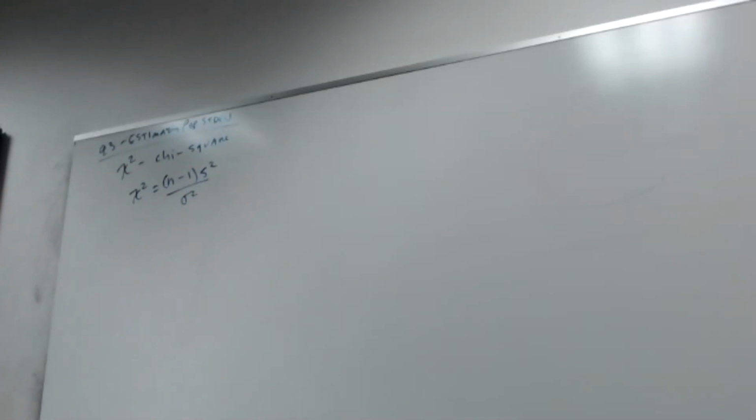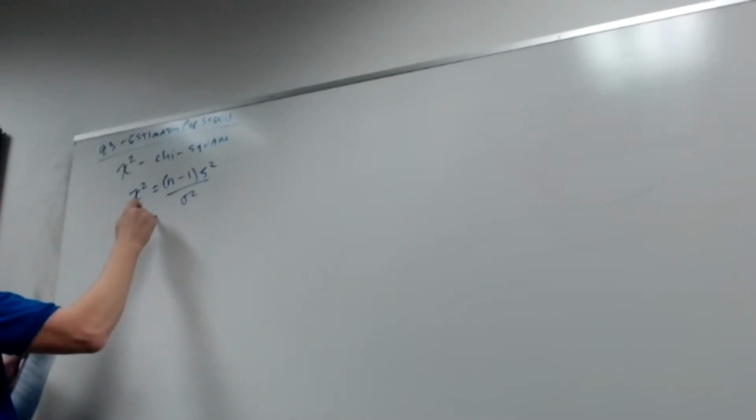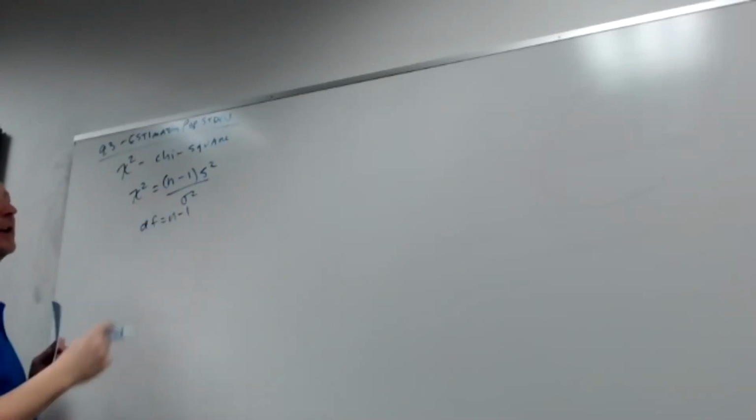Once again, just like the t distribution, it has degrees of freedom. Your degrees of freedom equals n minus 1. That will change in a future chapter, but for this chapter, we're still sticking with the n minus 1. So don't get married too closely to that idea.